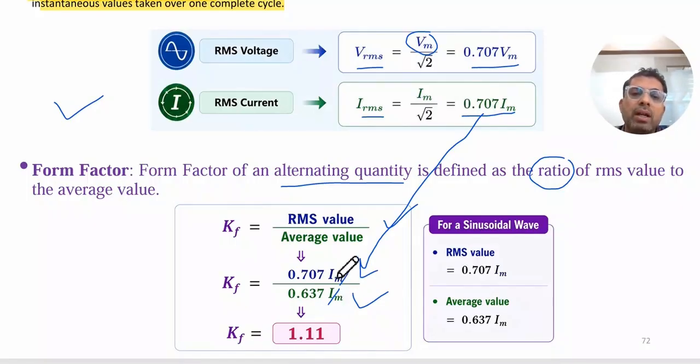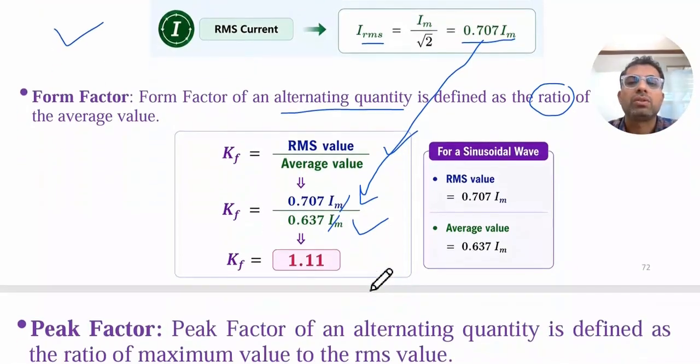And similarly the same thing holds for the voltage also. That means here, how will the formula of form factor be with Vm? 0.707 Vm divided by 0.637 Vm. Okay, again you will get the same form factor over here. Okay, so this is the form factor.